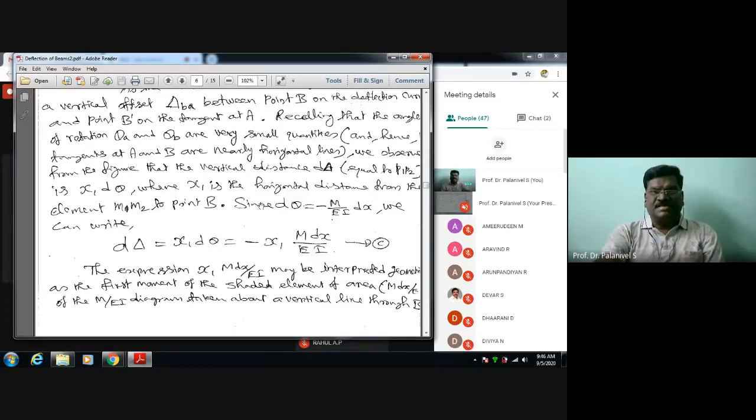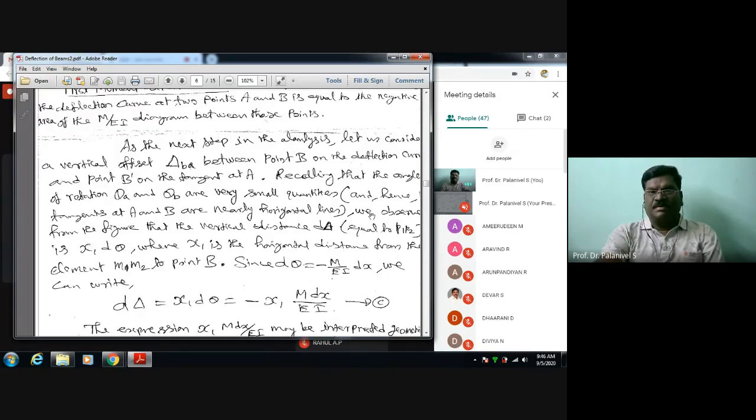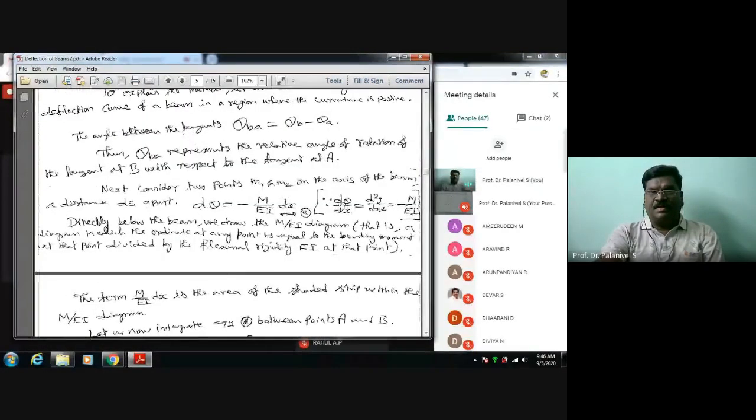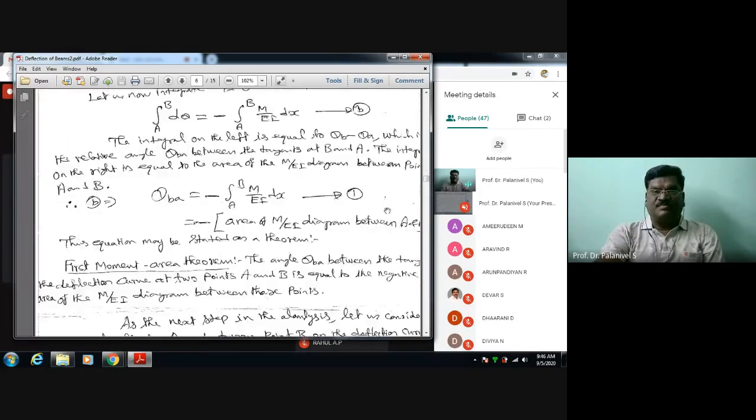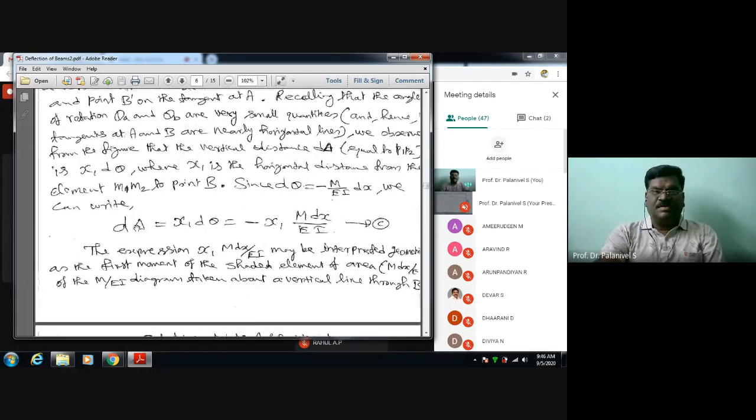Since d theta is equal to minus M by EI into dx, how? This equation we already got from the first derivative of the differential equation of the elastic curve. There we got this relationship, d theta is equal to minus M by EI into dx, and that's what we are substituting here. So the small vertical offset d delta over the element length of the beam is minus x1 M by EI into dx.